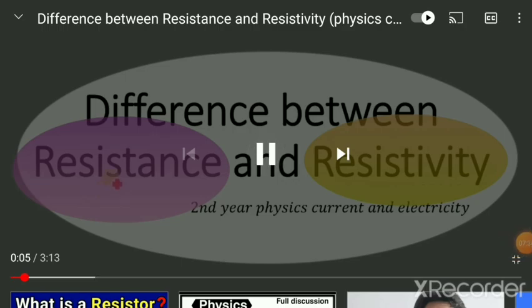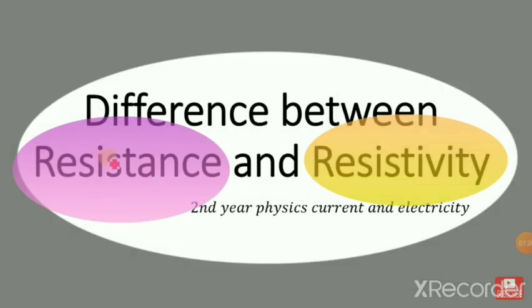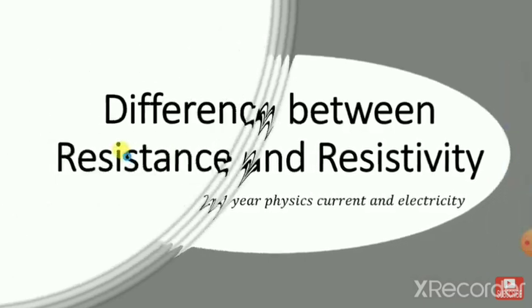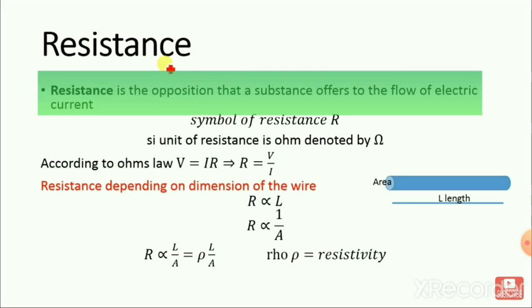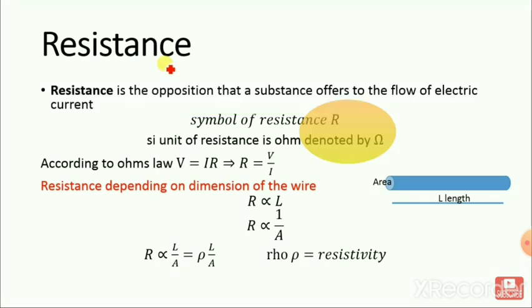We will explain in detail about the resistance and the resistivity, and we will differentiate between the resistance and resistivity. Okay, let's explain the resistance first. Resistance is the opposition that a substance offers to the flow of electric current. The symbol of resistance is R and the SI unit of resistance is ohm.